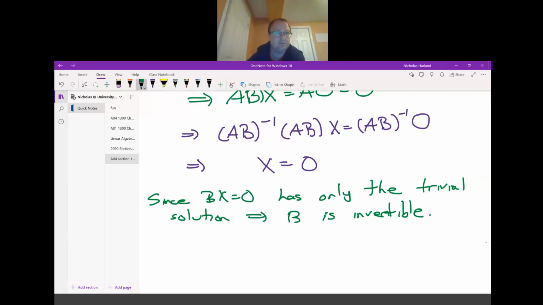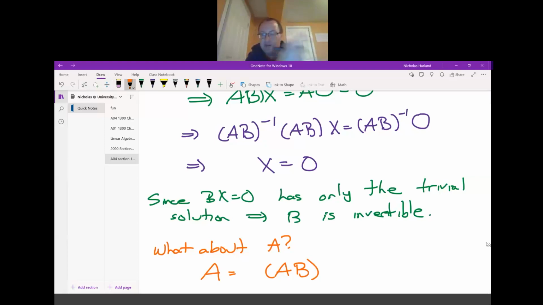All right, so what about A? So if we know B is invertible, then how can we write A in terms of these other two matrices? We know something about AB, we know something about B. So how can we write A?